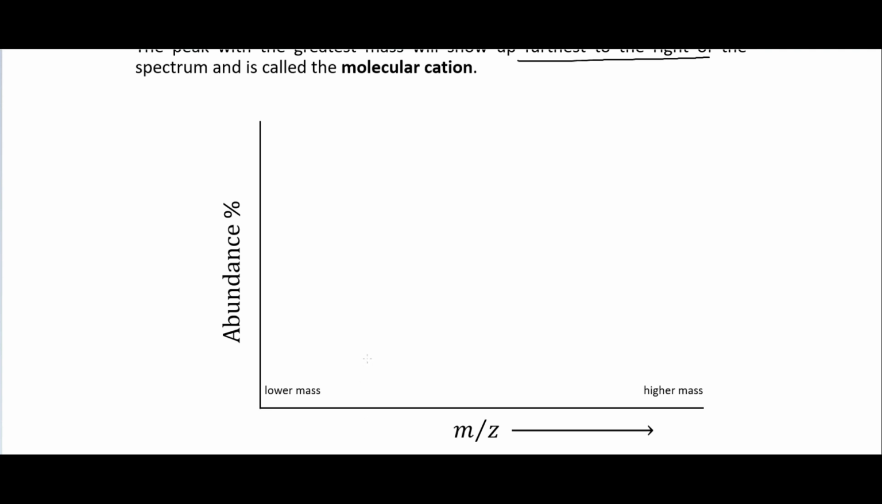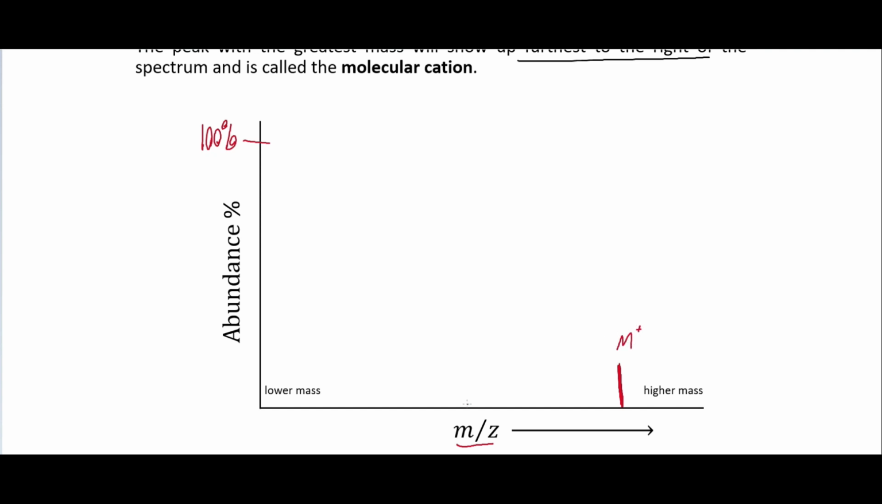If we think about it this way, this is what our mass spectrum will look like. On the y-axis we have the abundance, and on the x-axis we have our m over z. Our molecular cation will show up maybe somewhere over here, so we'll get a peak right there. They are usually not the base peak, so those are usually not the tallest ones. And so we can put, say, 100% right there.